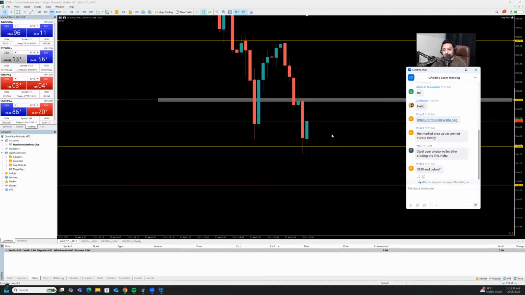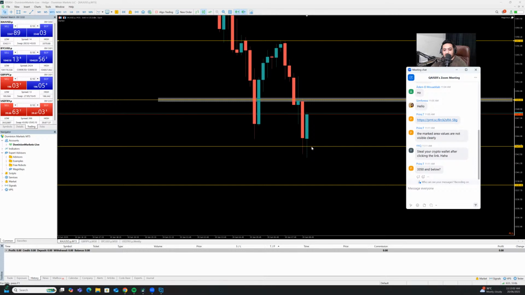But yeah, 3350 and below, 3350 and below. What do you want to ask, what is 3350 and below? The marked area values are not visible clearly. You can see that this candle created a resistance area, and there might be 2 minutes left for the 30-minute candle to close.